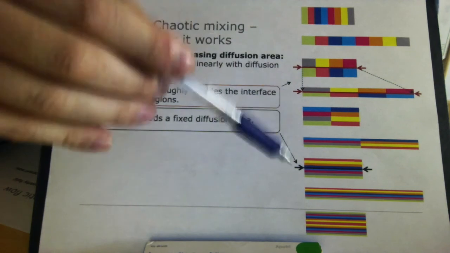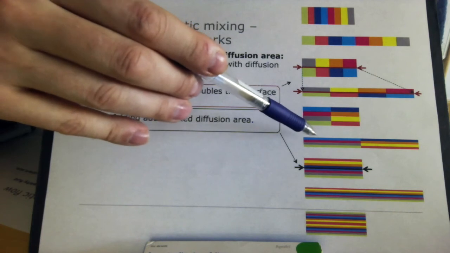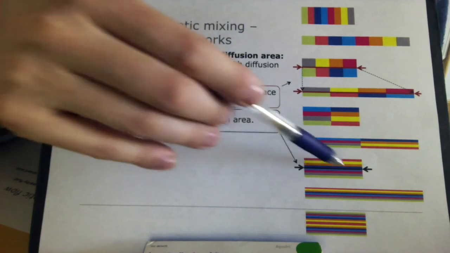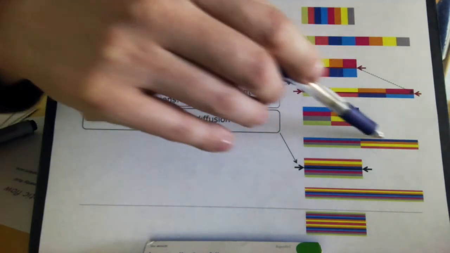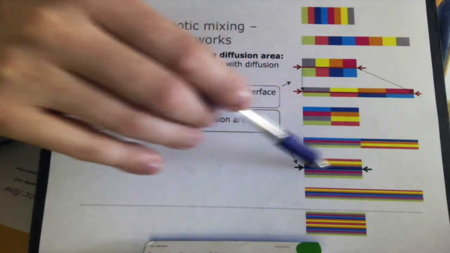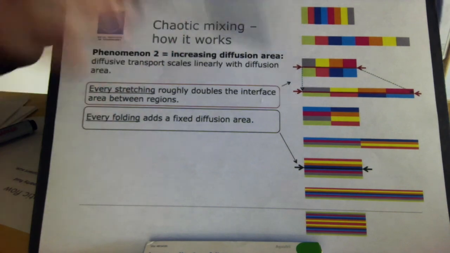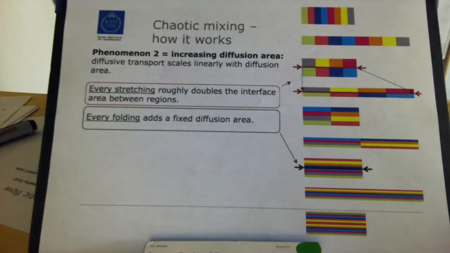And similarly, every folding, so if I go, for example, from this point to this point, I add a new diffusive area. So I fold this part on top of this one here. So now I create a new diffusive area between the dark blue and the light blue, and that's the one in the middle here. So every folding adds a new diffusive area, and every stretching doubles the diffusion area. And because the amount of diffusion is directly related to the diffusive area, constantly increasing the area between the different regions will increase my diffusion.